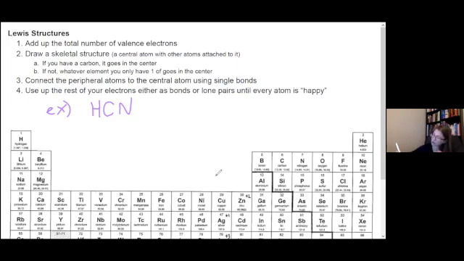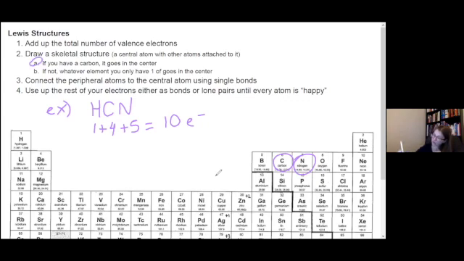HCN. Hydrogen is in group 1, so it has 1 valence electron. Carbon is in group 4, so it has 4 valence electrons. Nitrogen is in group 5, so it has 5 valence electrons. That means I have 10 electrons to work with in my diagram.